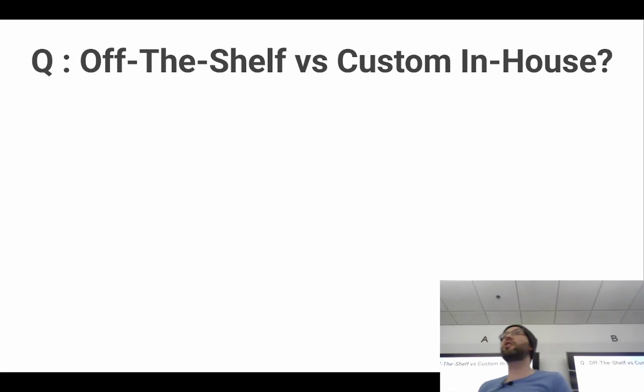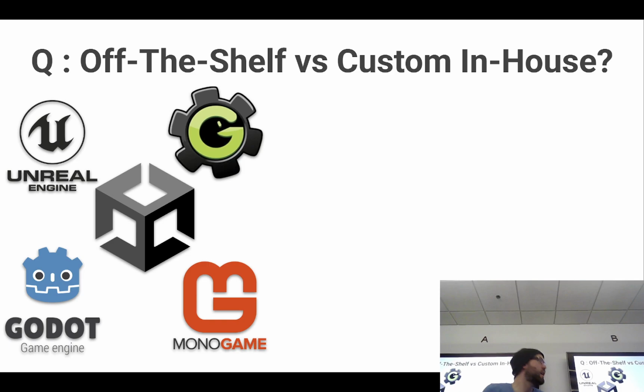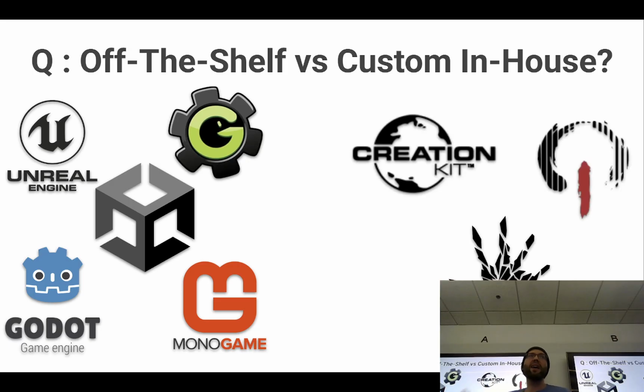EECS 498 and build my own engine from scratch? Proprietary engine versus off-the-shelf. 498 versus Unity. What should you do? Well, it's kind of an interesting question. But for most people, the answer is going to be pretty obvious. With these off-the-shelf engines over here, we've got Unreal, Godot, Unity, MonoGame, versus proprietary engines, things like Creation Kit. Do any of you know what this logo is right here? You've probably seen it.